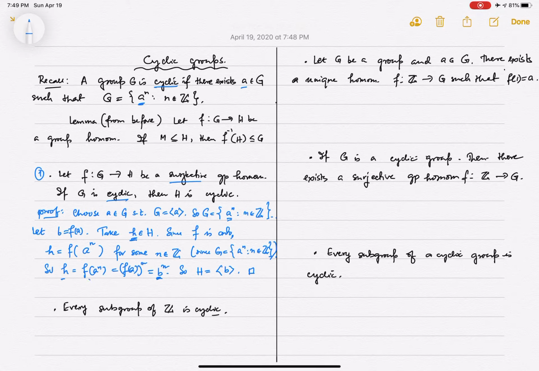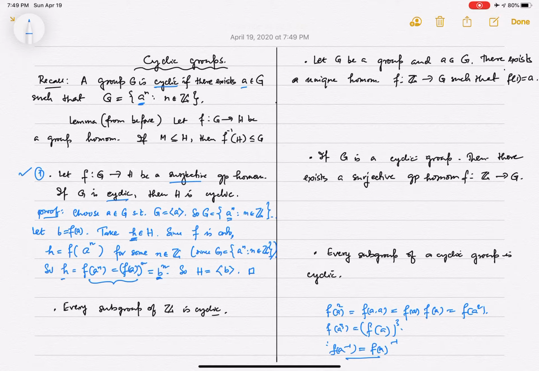By the way, this equality uses the homomorphism property. You see, f of A squared is f of A times A. By the homomorphism property, that's f of A times f of A, which is f of A squared. Similarly, you get f of A cubed equals f of A cubed. And you also know, we proved this a while ago, that the inverse of f of A is f of A inverse. So if you use that, you also get this for negative n's. Okay. So at any rate, that's the proof of 1. The image of a cyclic group under a homomorphism is cyclic.